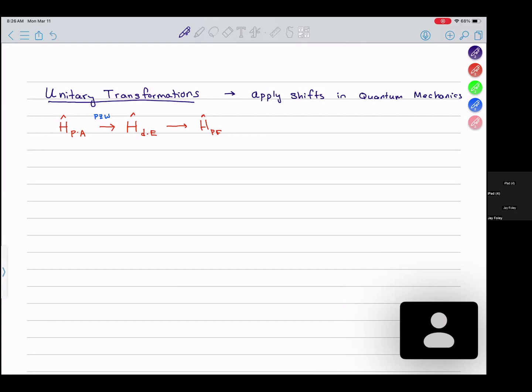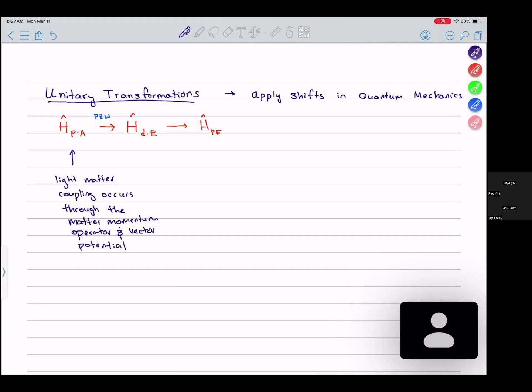But the real reason that we're going to do any of this, right? And so I'll just remind you a couple of features of this P dot A Hamiltonian. So in this P dot A Hamiltonian, the light matter coupling occurs through the matter momentum operator, and the vector potential of the photon.